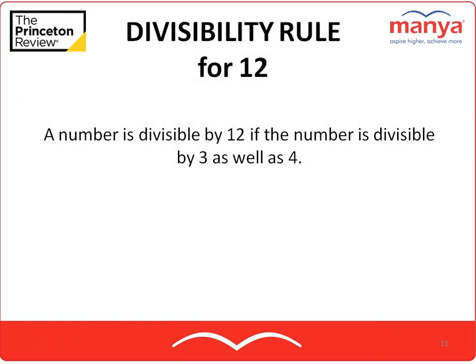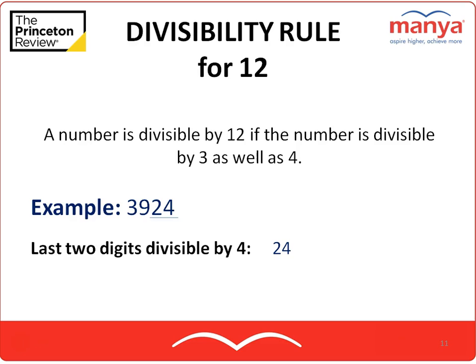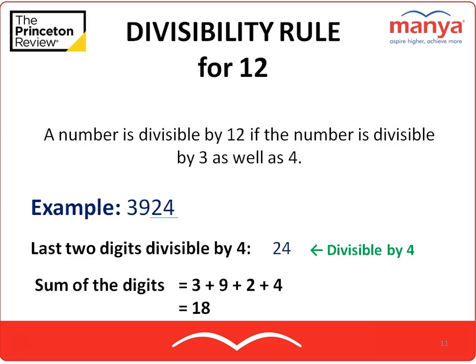A number is divisible by 12 if the number is divisible by 3 as well as 4. For example, 3924. Here the last two digits are 2 and 4, and that means 24 is divisible by 4. Now let's check for 3. The sum of the digits is 18, which is divisible by 3. Hence, 3924 is divisible by 12. But remember, we cannot check for 2 and 6 and say that the number is divisible by 12. It has to be checked for 3 and 4.